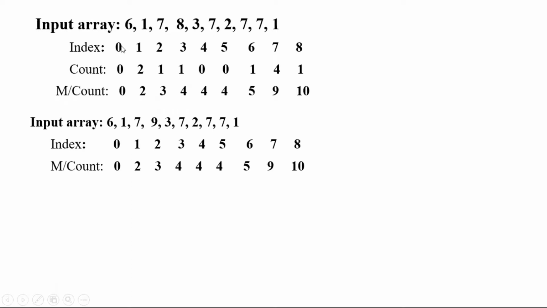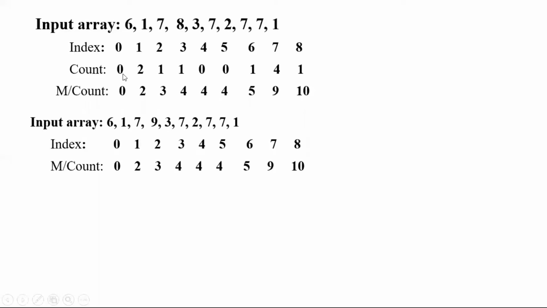As you see, 0 is not in the input array, so its count is 0. 1 is repeated 2 times, so its frequency is 2. 2 is repeated 1 time, so its frequency is 1. 3, 1; 4, 0; 5, 0; 6, 1; 7 is repeated 4 times, and 8, 1 time. So the size of the count array should be k plus 1, where k is the largest element in the input array. And this is really one disadvantage of counting sort.